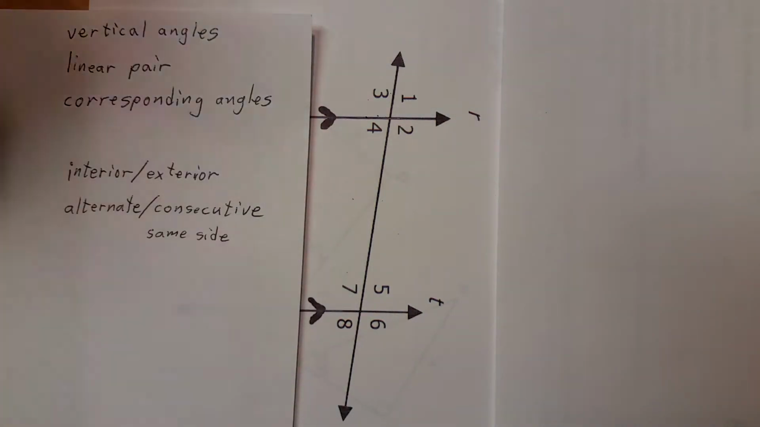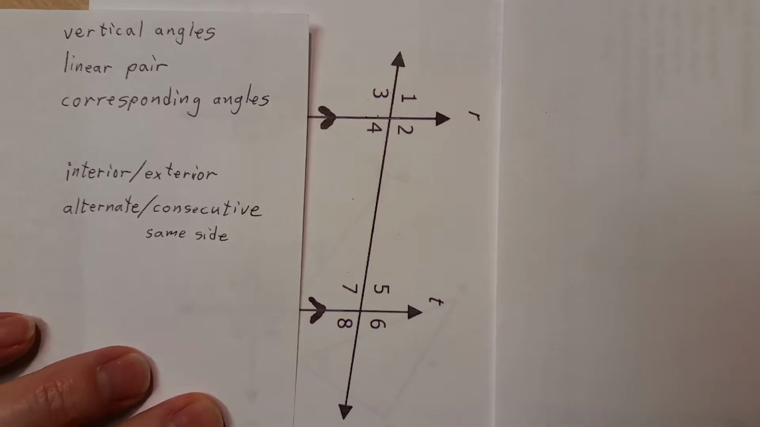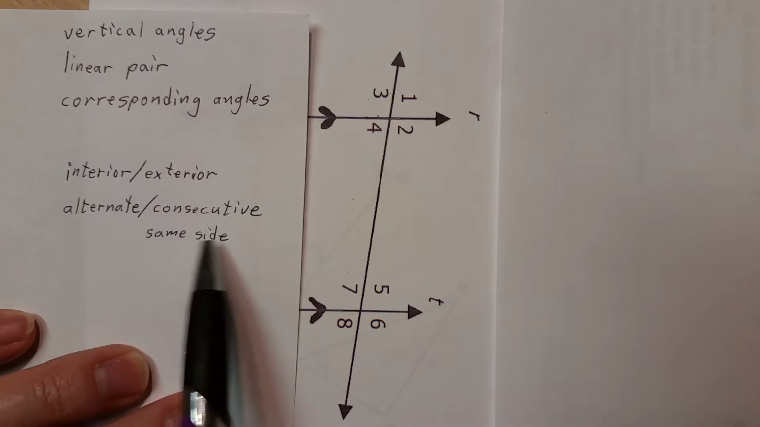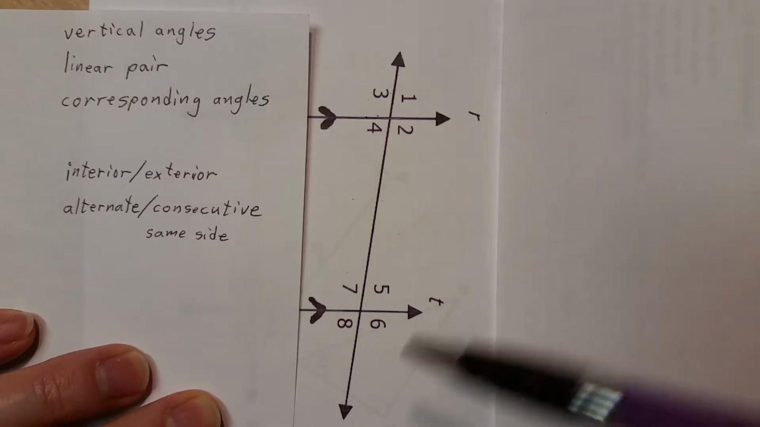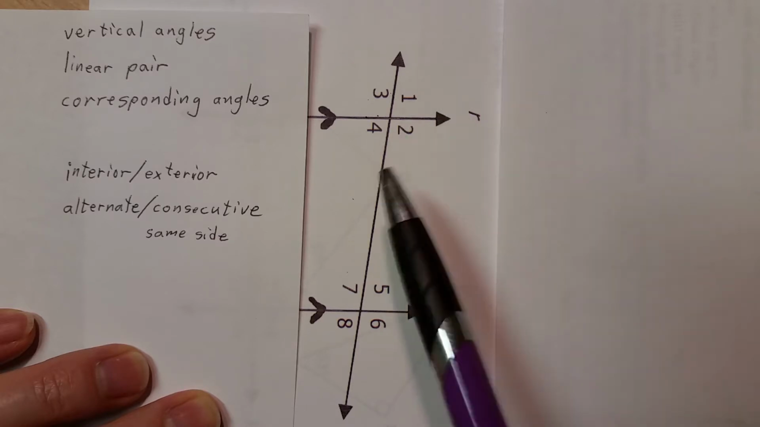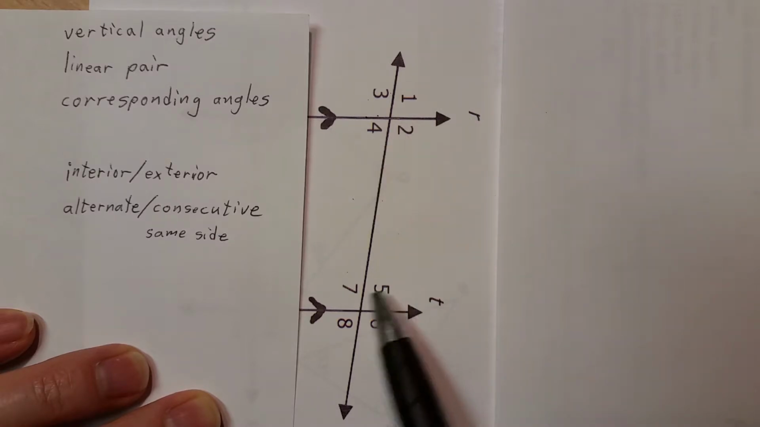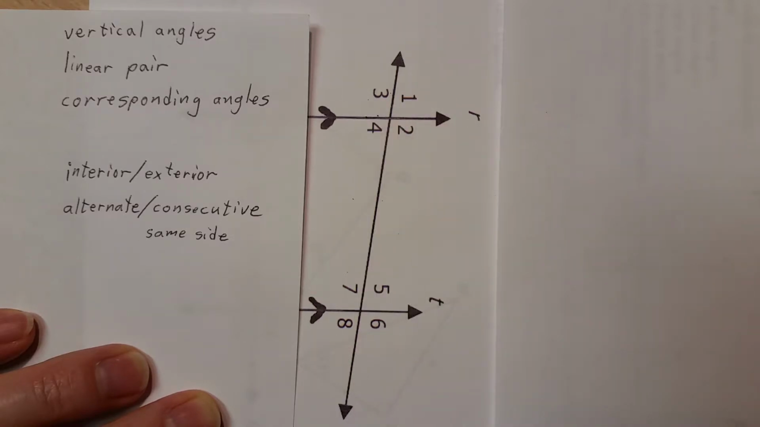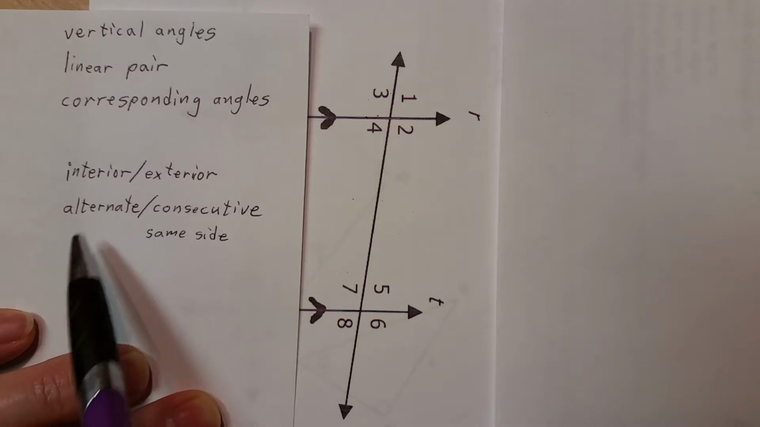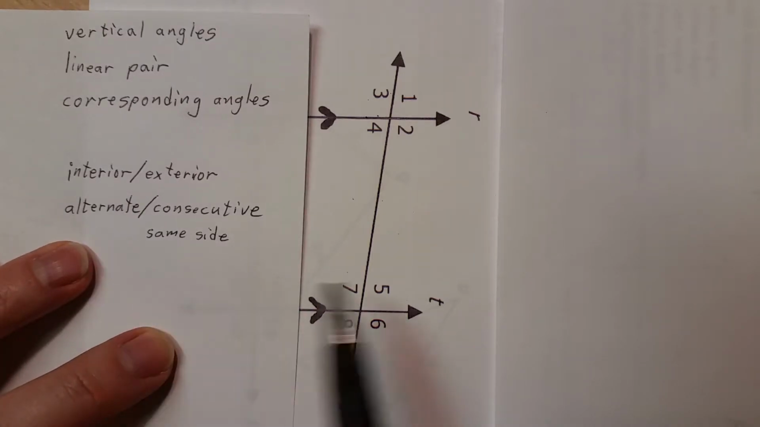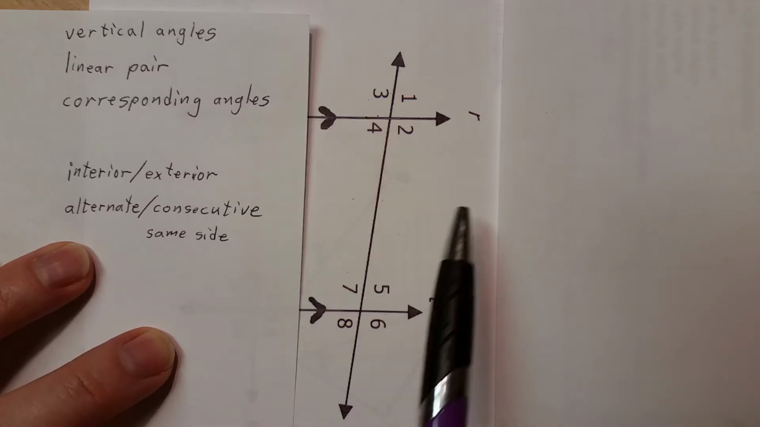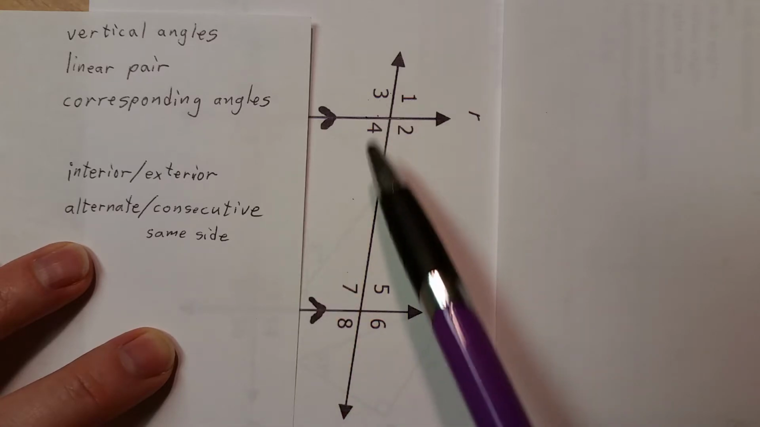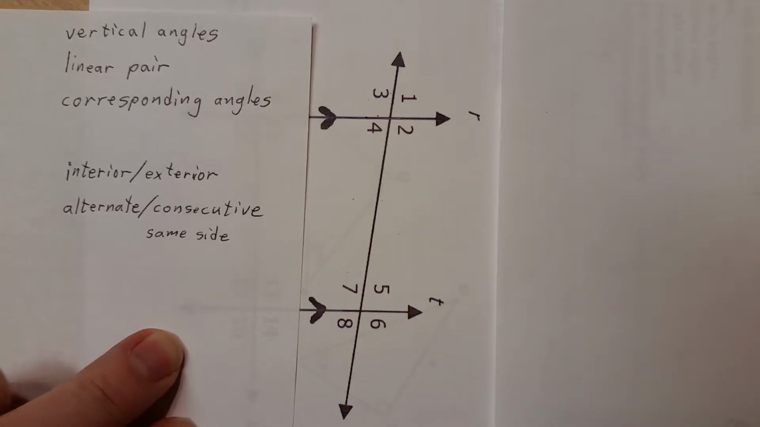All of the other, as they're proved, are based on corresponding angles, and they're either interior or exterior, and they're alternate or consecutive. Interior refers to in between the two lines. So angle 2 and 4, angle 5 and 7 would be interior angles. Angles 1 and 3, 6 and 8 are exterior angles. And then if they are alternate, that means one side to the other. So if one's on the left, the other's on the right, that would be alternate, and consecutive is down the same side. So 3, 4, 7, and 8 are all on the same side.